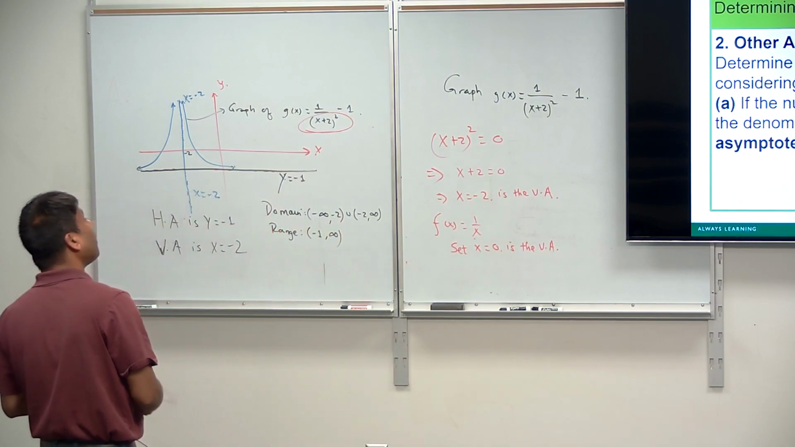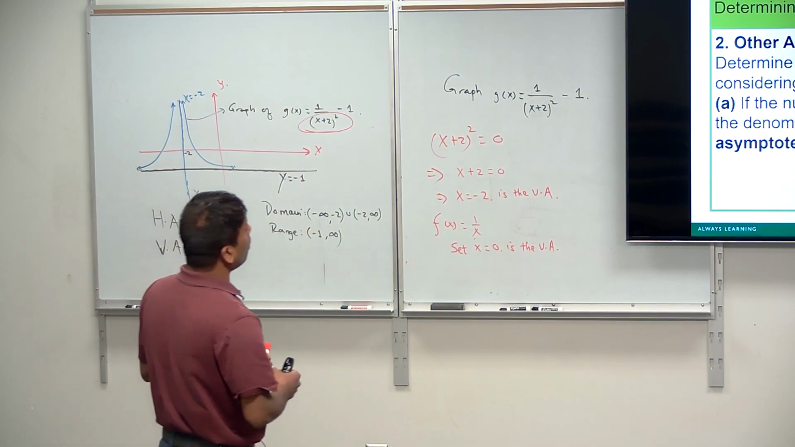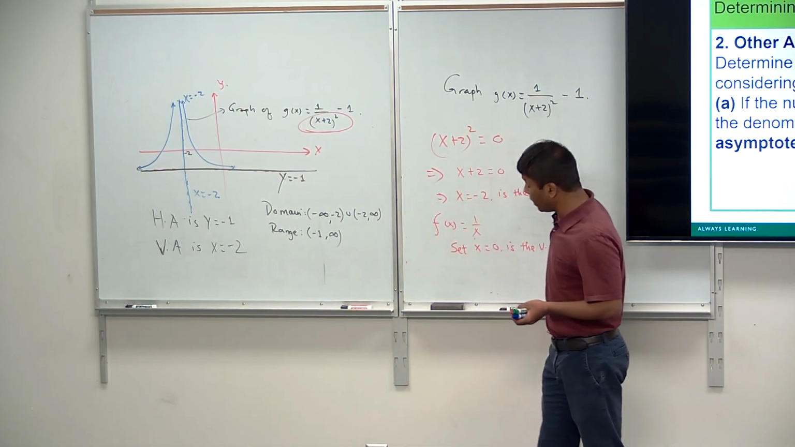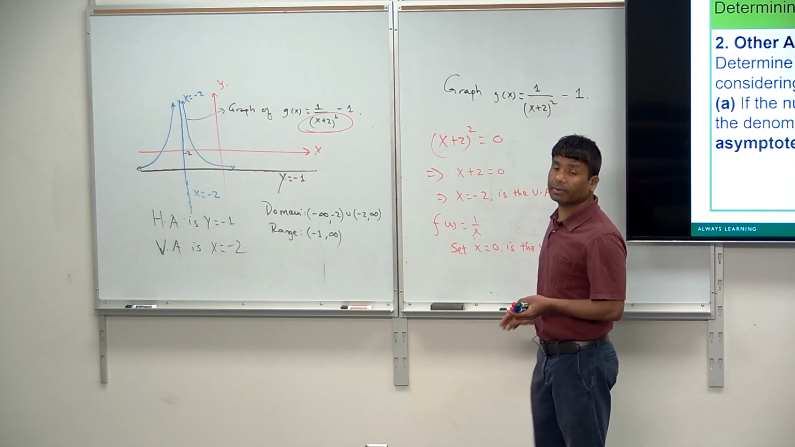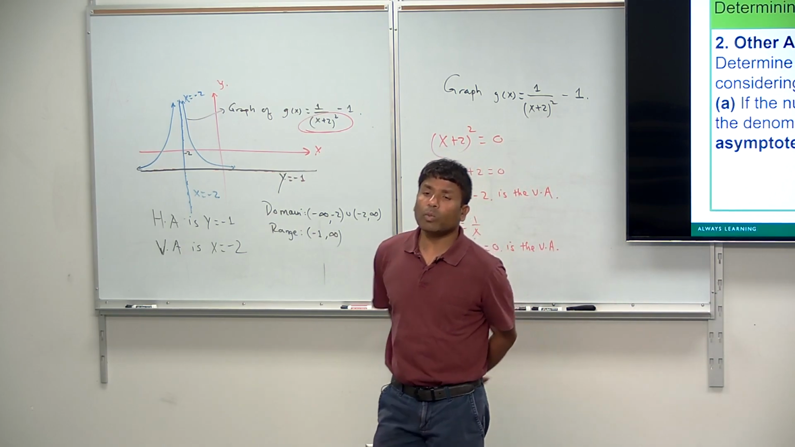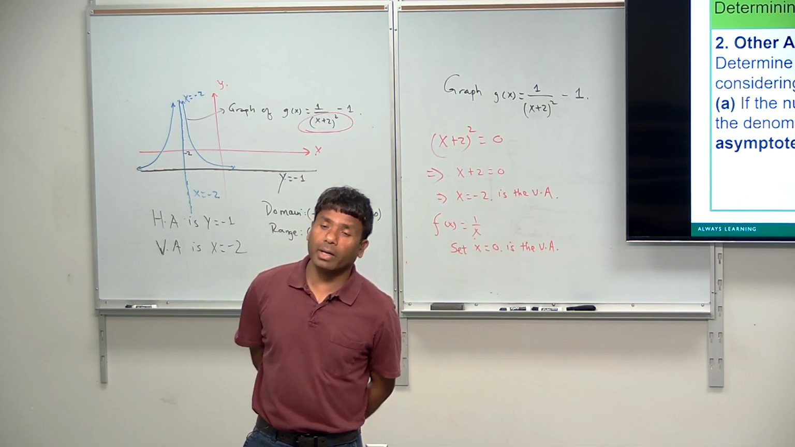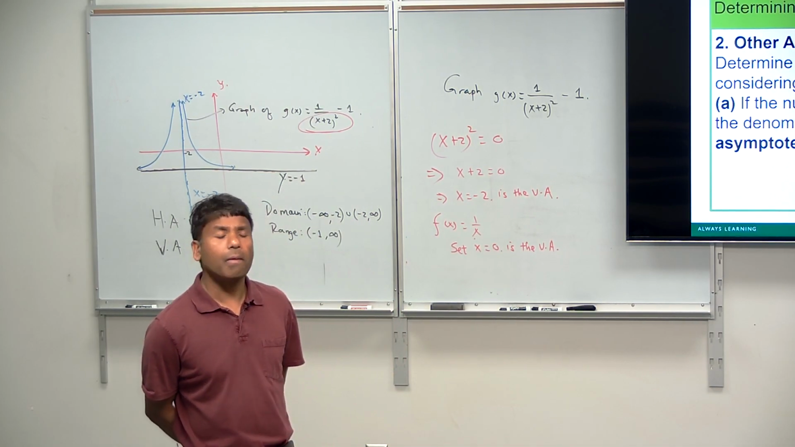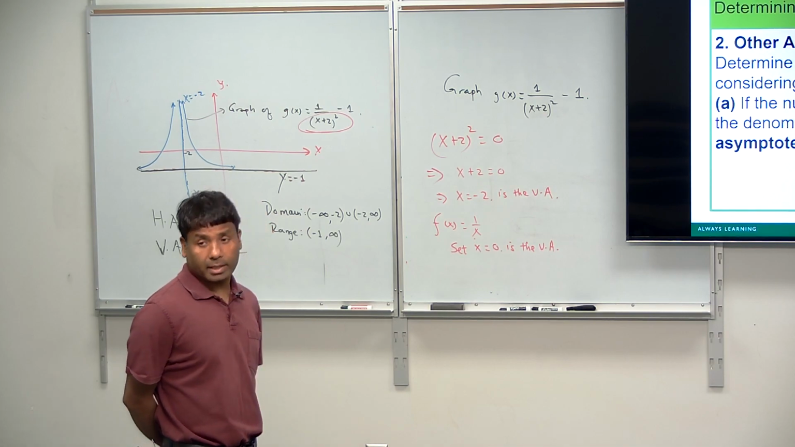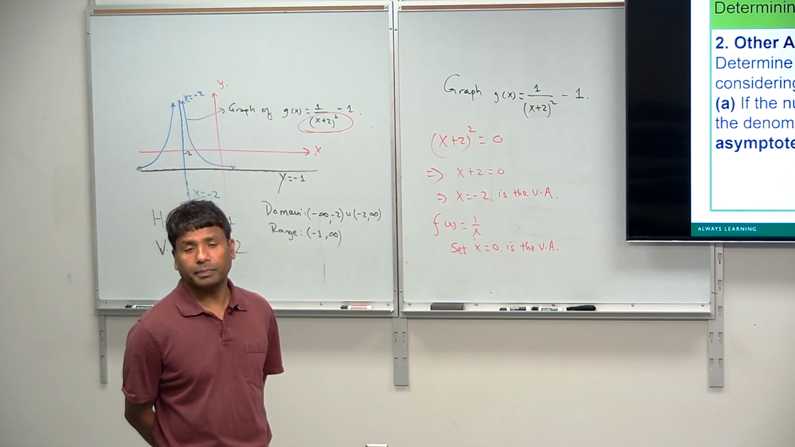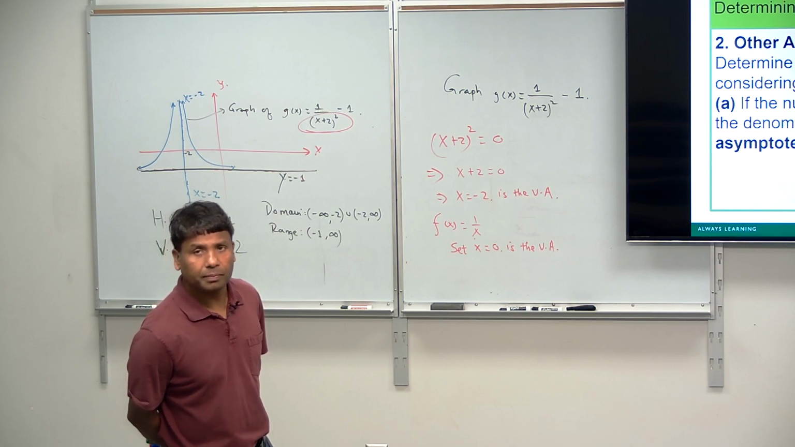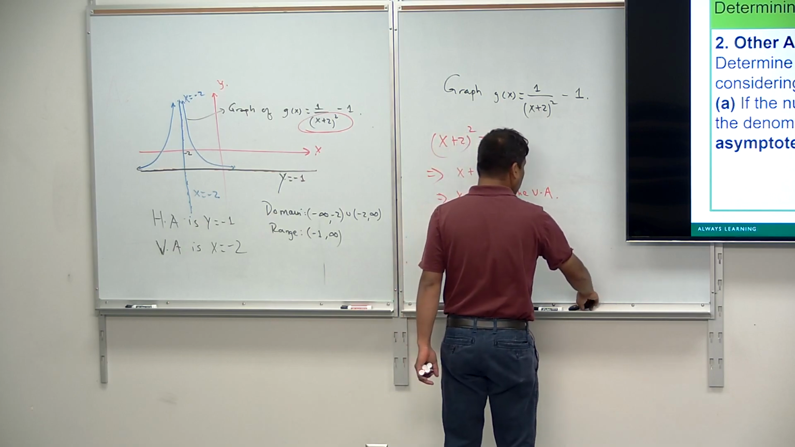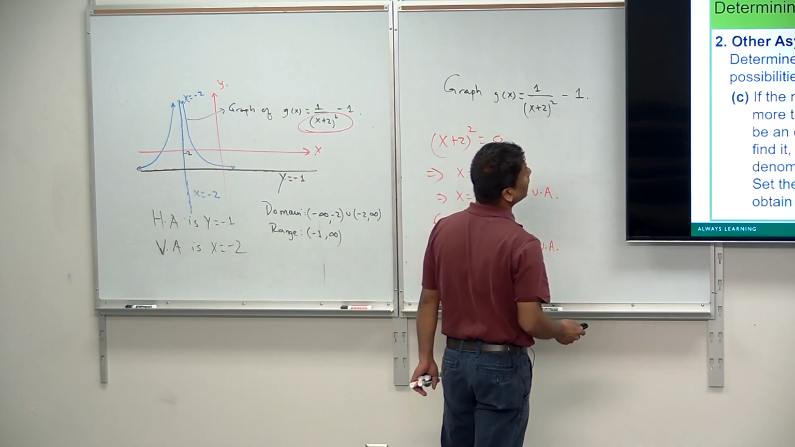And then if you want to find the horizontal asymptote, if the numerator has a lesser degree than the denominator, then y equal to 0 will be the horizontal asymptote. Okay guys, did you get it? So now let me show you the example, okay? Look here.